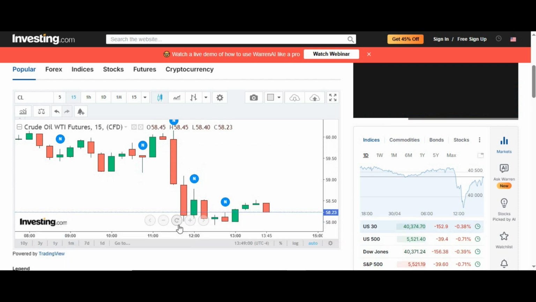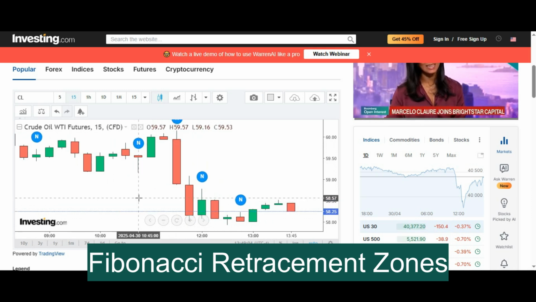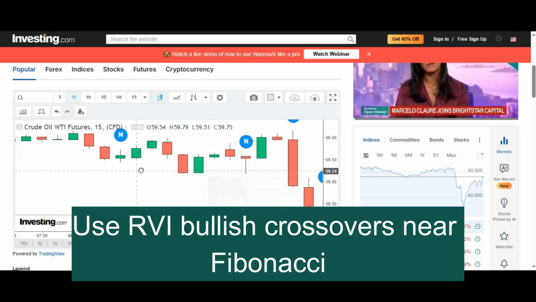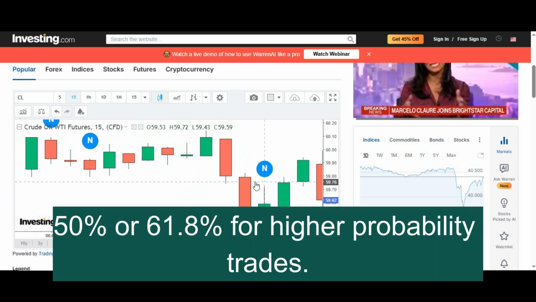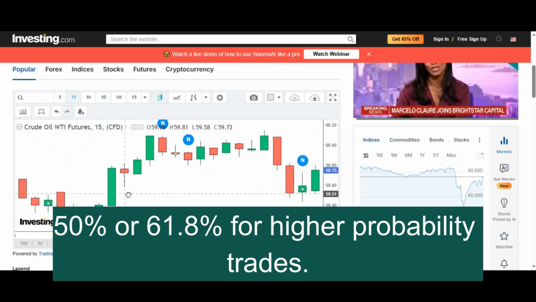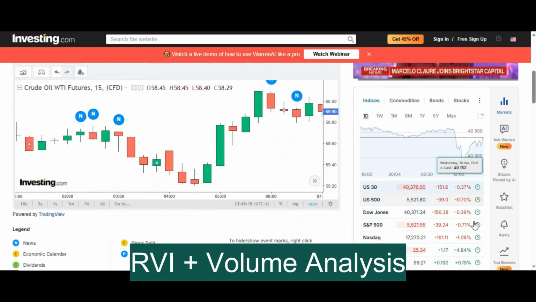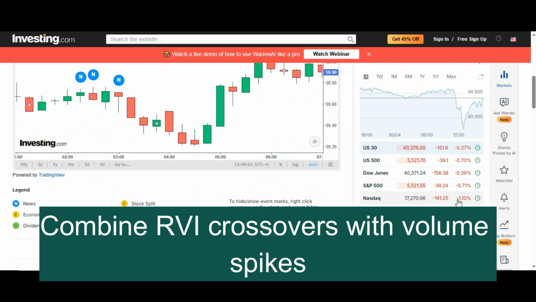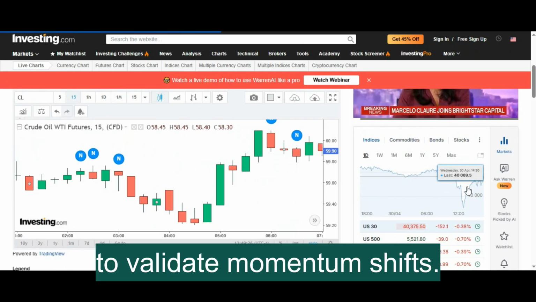Strategy 5. RVI plus Fibonacci retracement zones. Use RVI bullish crossovers near Fibonacci retracement levels like 50% or 61.8% for higher probability trades. Strategy 6. RVI plus volume analysis. Combine RVI crossovers with volume spikes to validate momentum shifts.